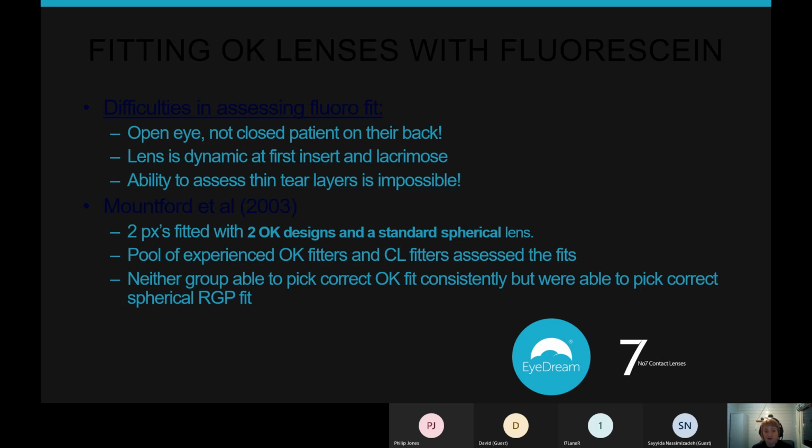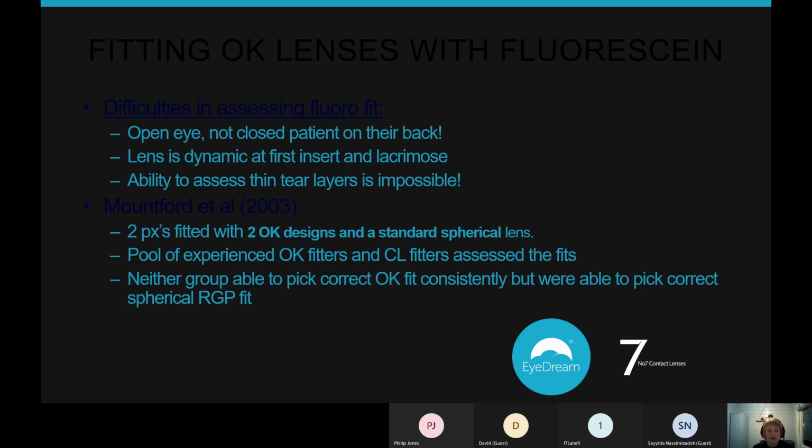We can't see fluorescein until it hits 20 microns, and the thin layers associated with Ortho-K are around 5 to 10 microns. So that's going to look like touch, even though it's clearing. And when you get into the reverse curve, you're at maximum fluorescence. So you're not going to be able to see subtle changes in that either.